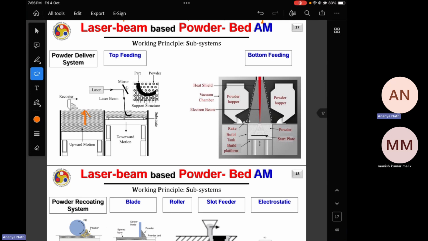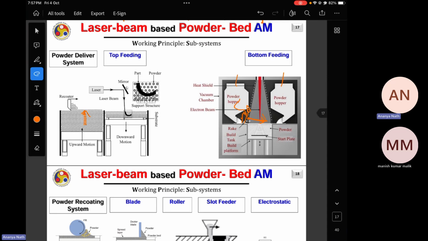And bottom feeding, the name suggests the opposite. So don't go by the name, just try to remember how the process works. Bottom feeding means there will be a recoater, and there is a powder hopper. You just have to pour the powder into this powder hopper. And there is a recoater. The recoater will move to spread the powder. When the recoater is at position A, the powder comes to the recoater. Only that much powder which will be spread over the build plate and which can result in 30 micron layer thickness.